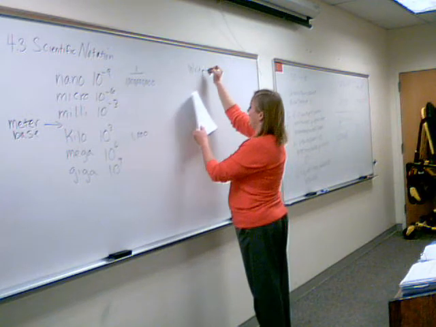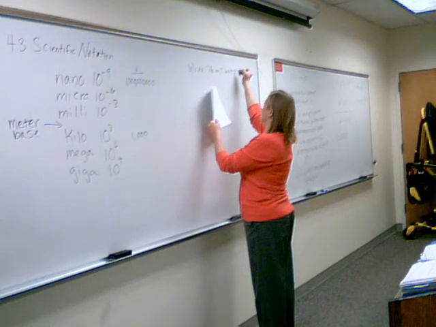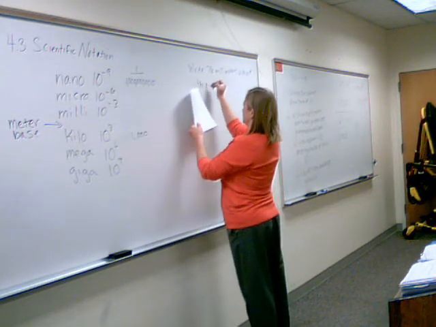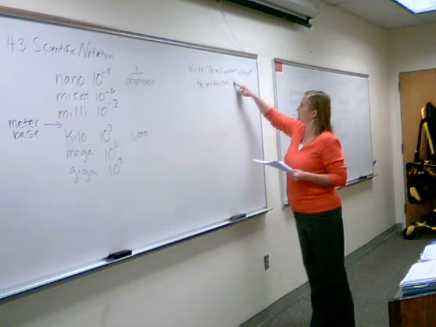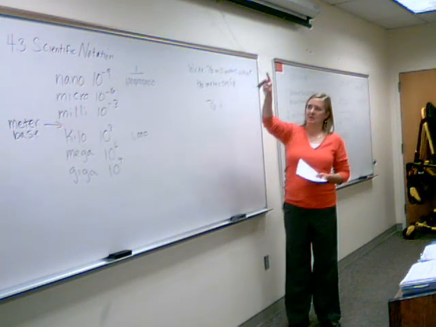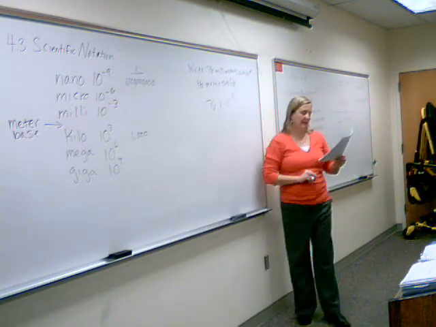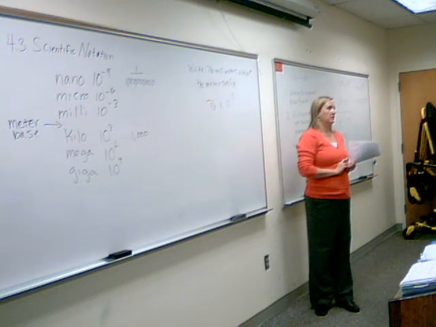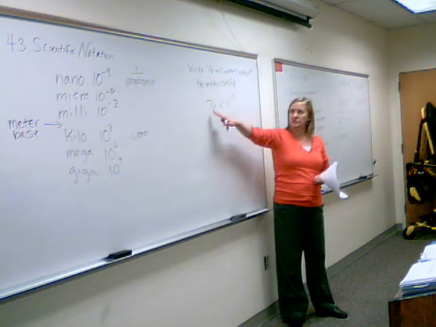What if I wanted to write 76 millimeters without the metric prefix? Then it would be 76 times, what's a milli? 10 to the negative 3. Can I leave it like this? No. Why isn't that scientific notation here? It's not between 1 and 10. Remember? The first number's not between 1 and 10.